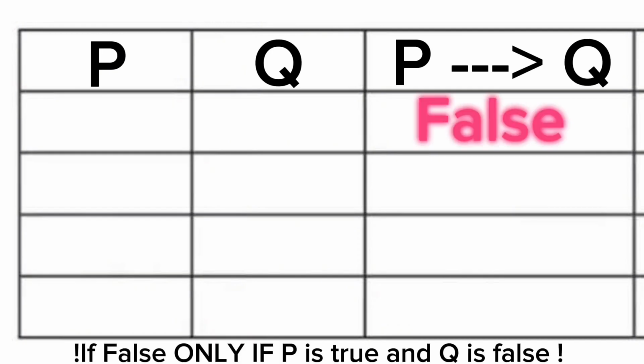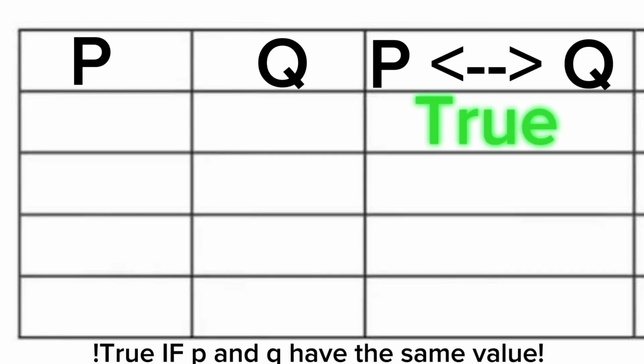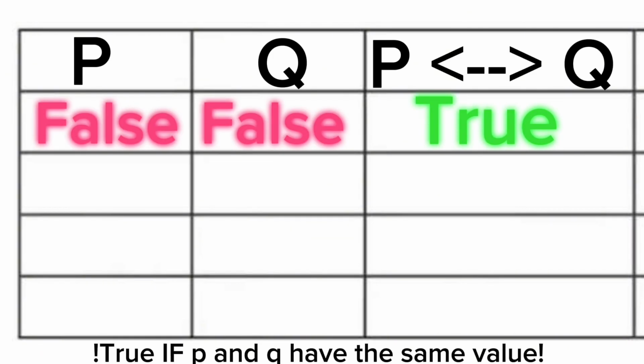Fourth one, implies. For example, if P then Q. False only when P is true and Q is false. Last one, biconditional. For example, P if and only if Q. True when P and Q have the same truth value.